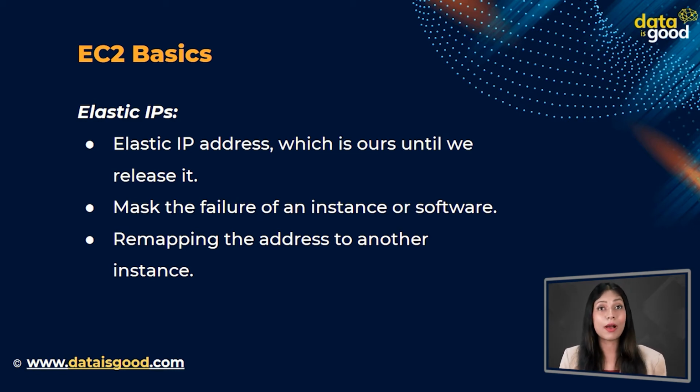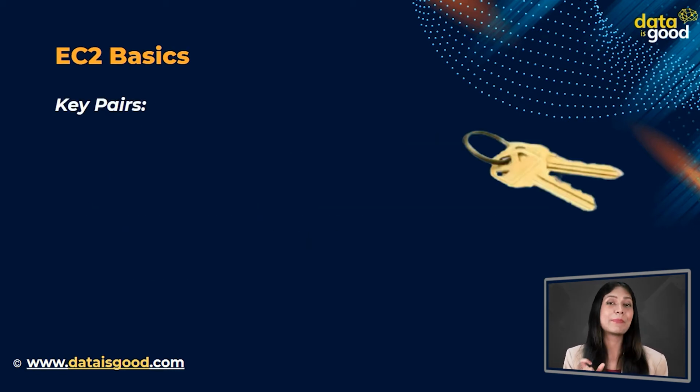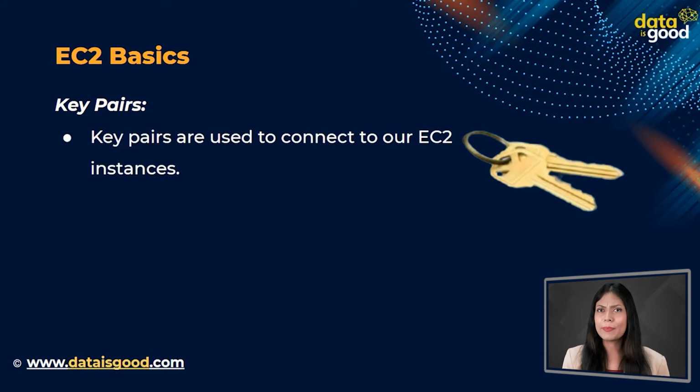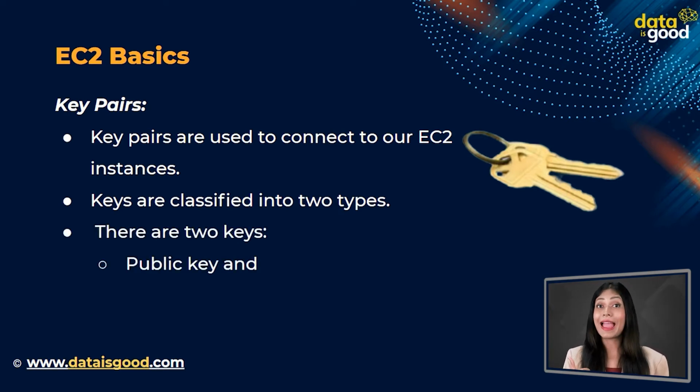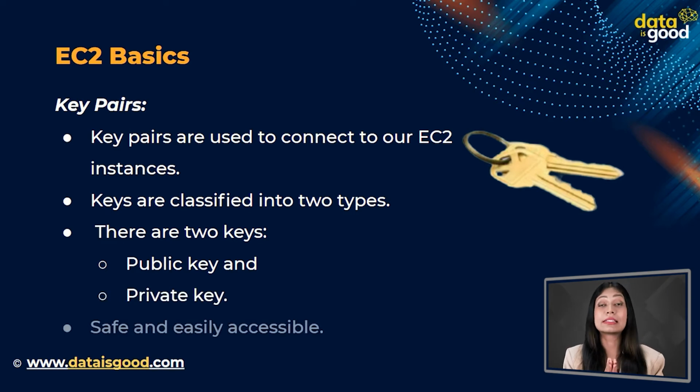And now we will talk about the next term, which is key pairs. We must use key pairs to connect to our EC2 instances. Keys are classified into two types. There are two keys, a public key and a private key. It is really important for us to save our private key in a folder where it is safe and can be easily accessible, because we will not be able to recover our private key if we lose it. And then we will be forced to create a new key pair.